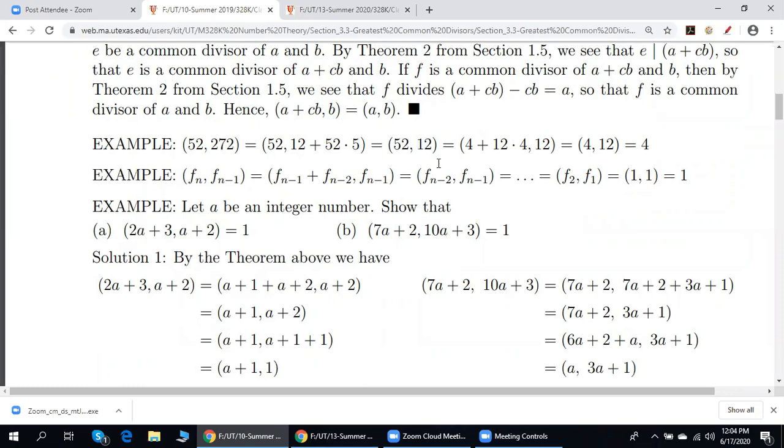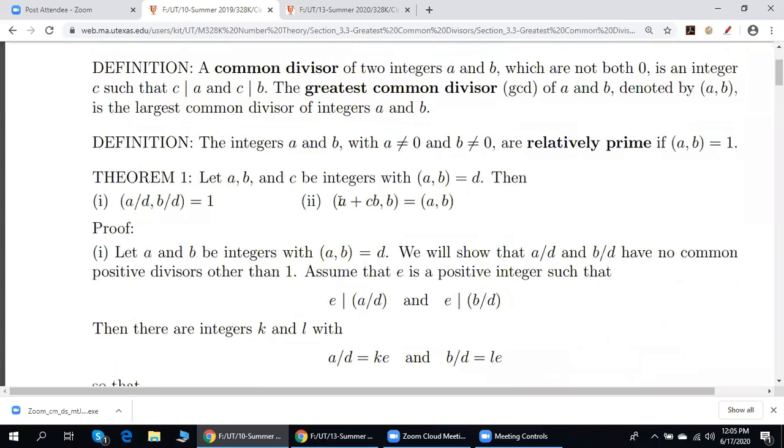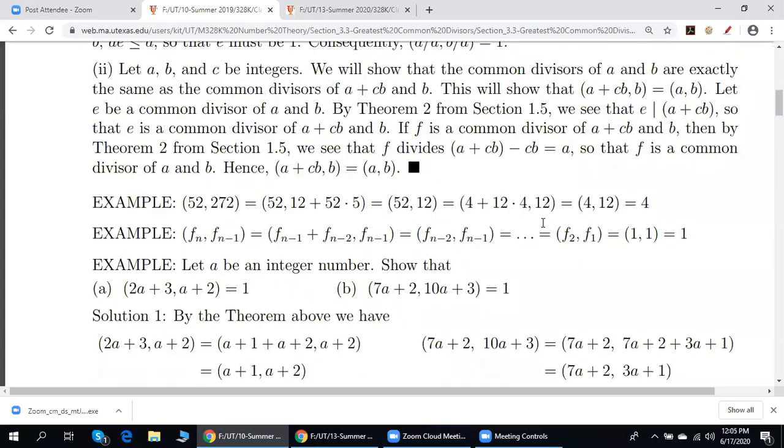Keep going. Let us apply the division algorithm to rewrite 52 as 12, which is over here, times quotient plus a remainder. And again, by this formula, we cancel out this term. Done. And now it's totally obvious that the greatest common divisor of 4 and 12 is 4. Therefore, the greatest common divisor of 52 and 272 is 4.